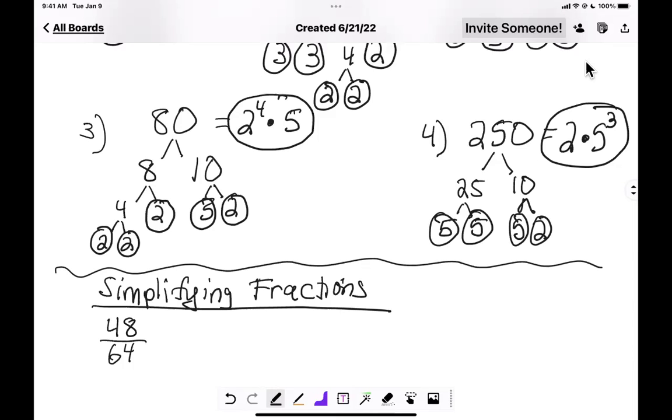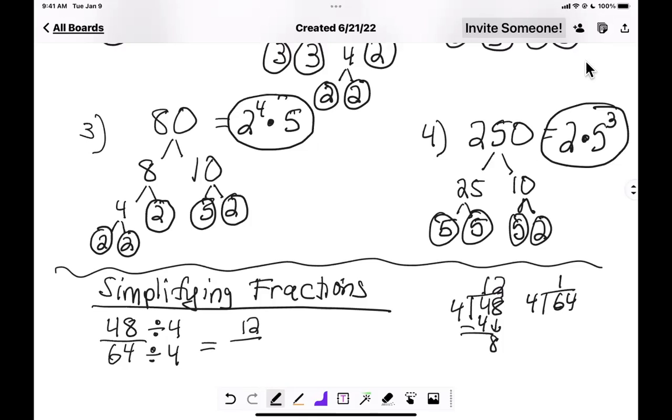I know that I can divide both of them by 4. If you don't see 4, you can divide each of them by 2 and keep going. I don't know if it's the simplest way to do it, but I'm going to divide both of them by 4. Let me see what I have left. If I divide 48 by 4, I get 12. If I divide 64 by 4, I get 16. 12 over 16. But is that simplest form?